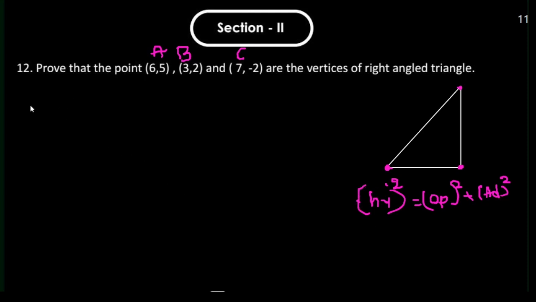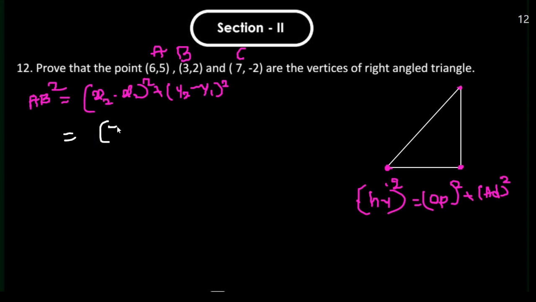Okay, first let's find AB. AB square we are finding, right? Simply let's write AB square is equal to x2 minus x1 whole square plus y2 minus y1 whole square. Now just substitute these values here. Then what happens? Simply, what is x2? 3 minus 6 whole square plus y2, 2 minus 5 whole square.